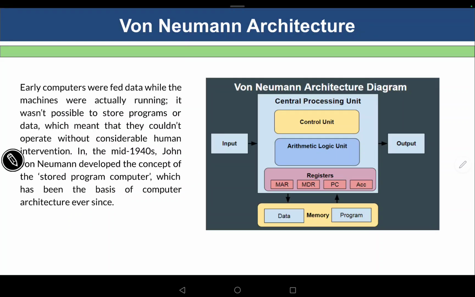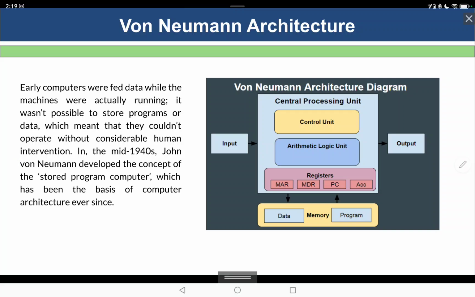Now let's look at von Neumann architecture. In the 1940s, a man named John von Neumann developed the concept of the stored program computer. Now, what does this mean? It means that many years back, the computer relied on human operators to feed it data when it was performing a process. So the von Neumann model introduced the idea of storing both programs and data in the memory, and that is still in use till today.